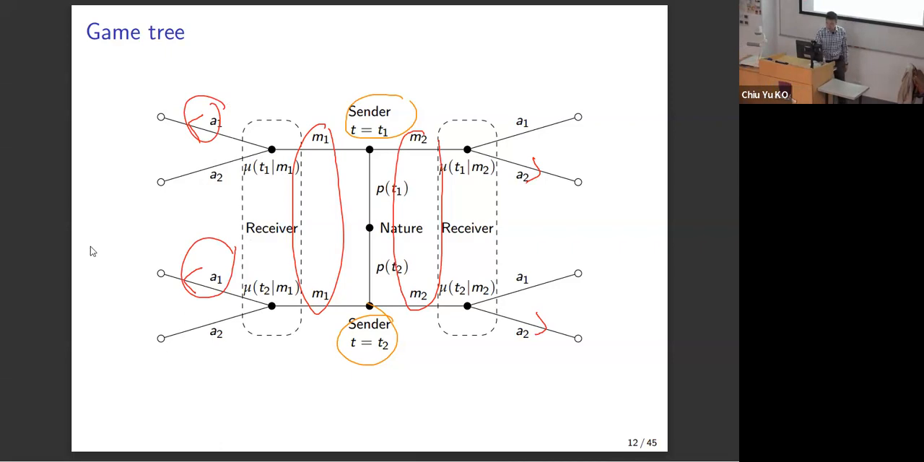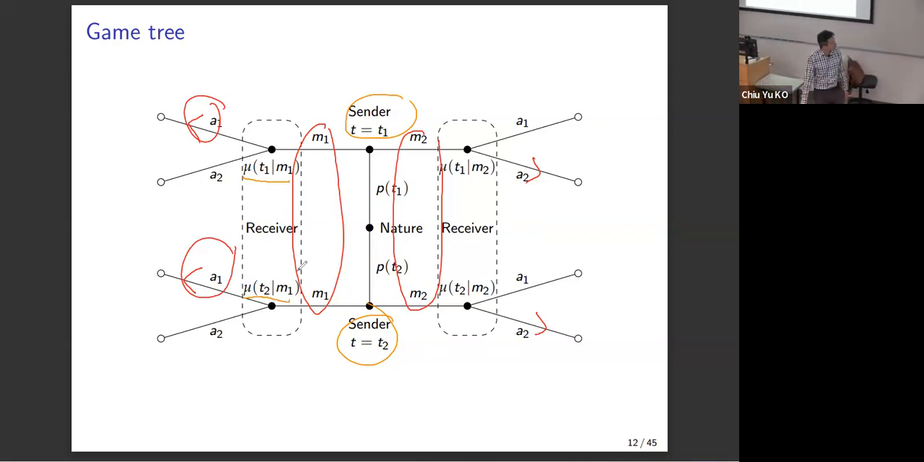And as we said, the belief is important. After observing the message, we have to have a belief on the left-hand side, and the belief must add up to 1. That's a requirement. So this is the game.